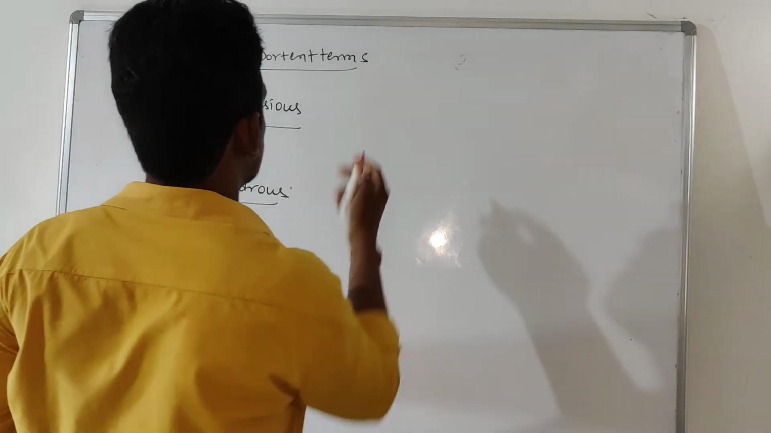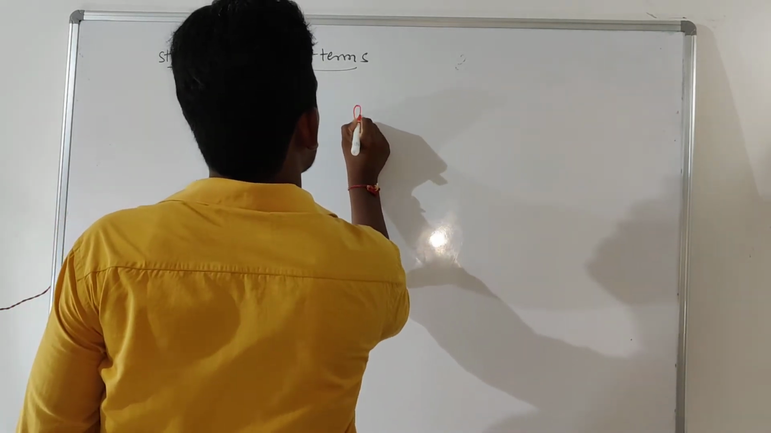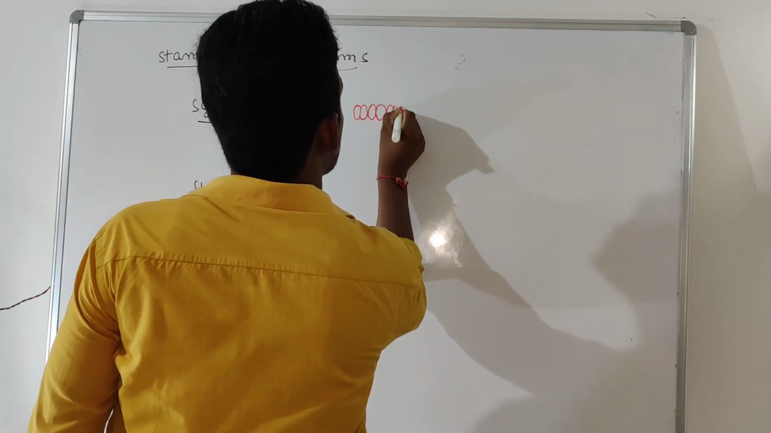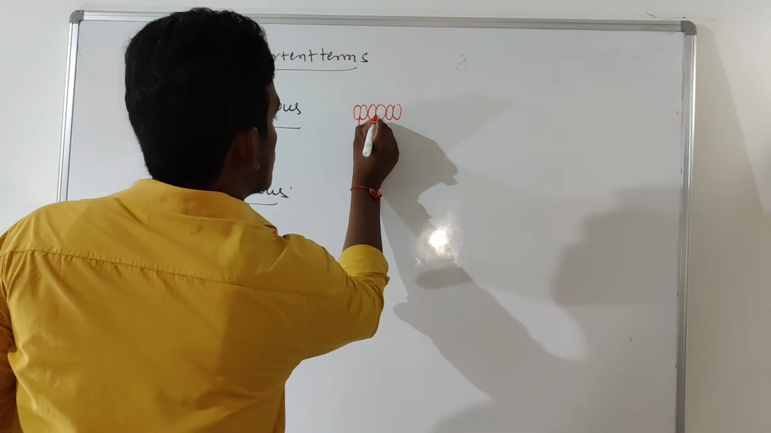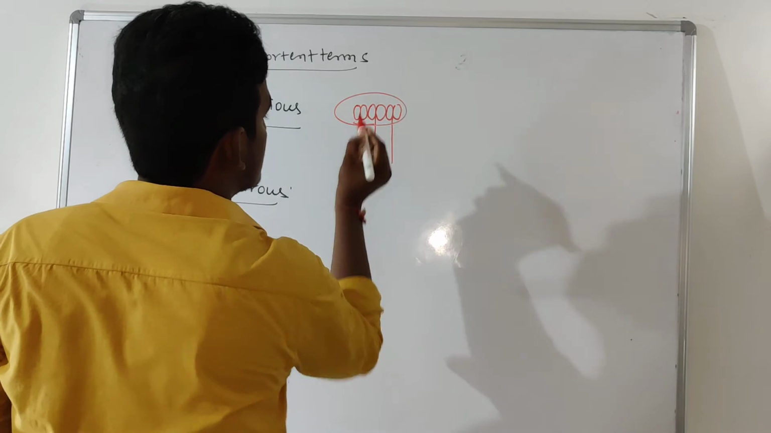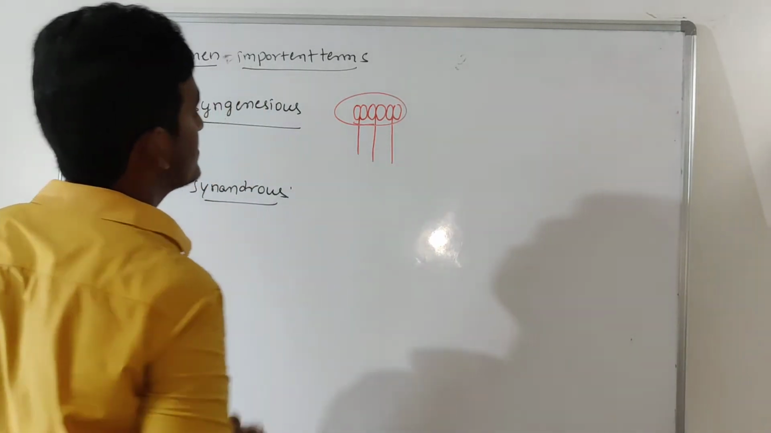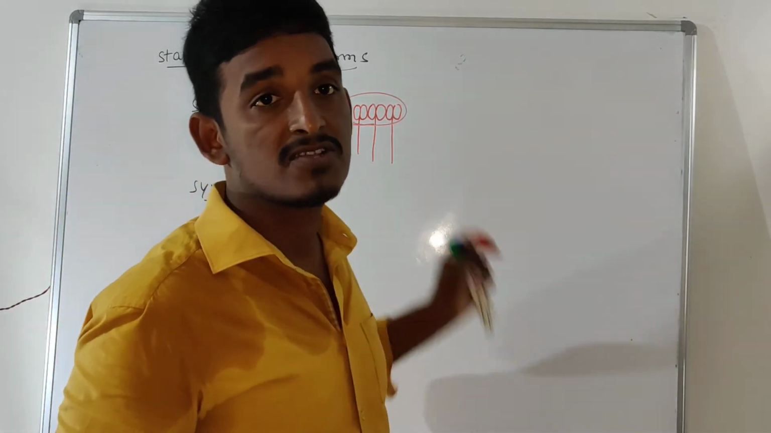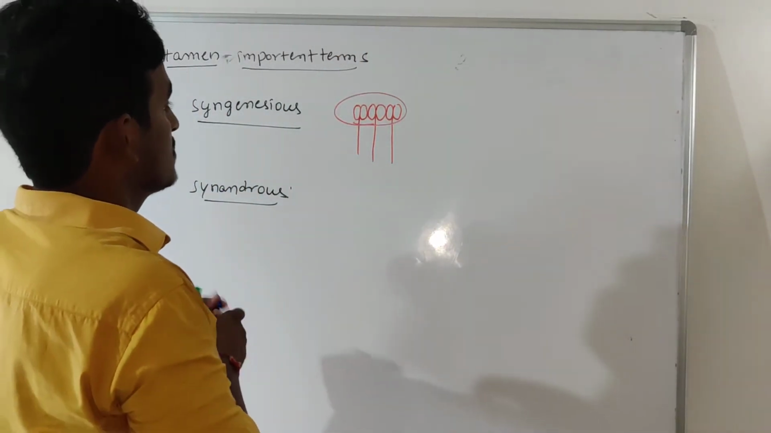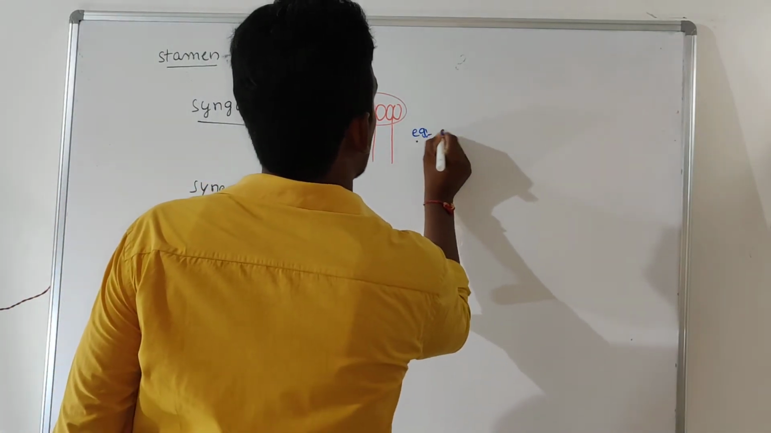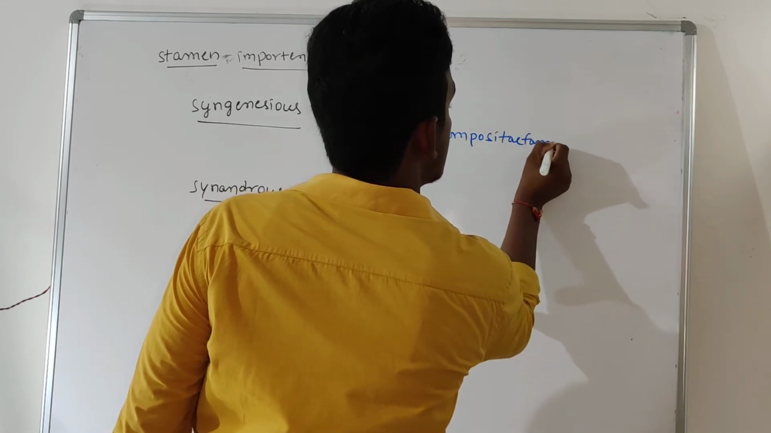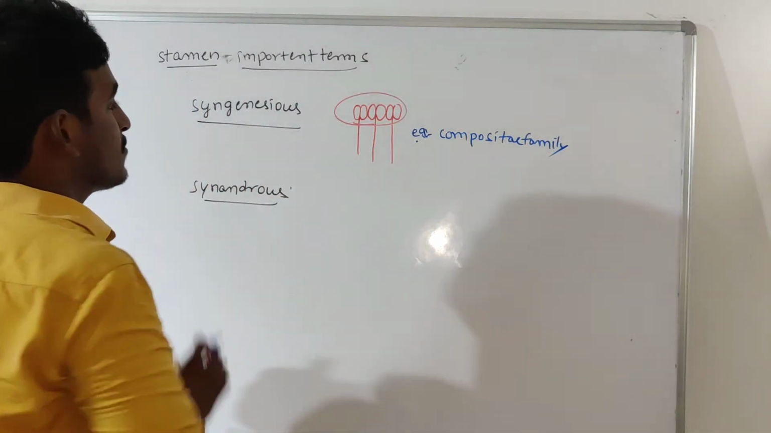So see, it is an anther, another anther, another anther. So here these anthers are united, are fused. If the filaments are separated, the type of condition we call is a syngenesious condition. So it is found mainly in the Compositae family. Right? So what about synandrous?